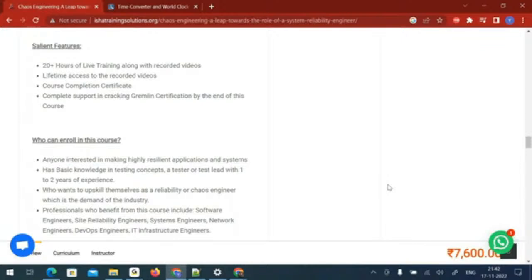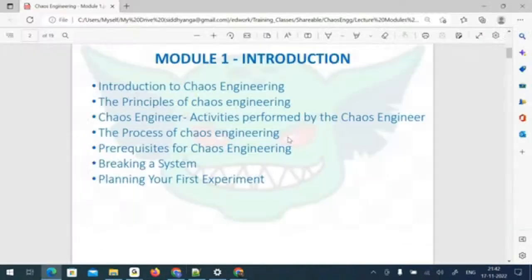So this module one is an introductory module, where we'll give a small introduction to chaos engineering: what is chaos engineering, the principles of chaos engineering, and what activities are performed by a chaos engineer. We will also try to understand what you need to take care of when planning your first experiment.